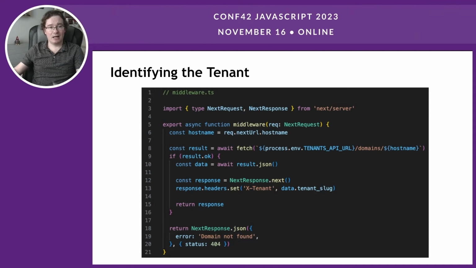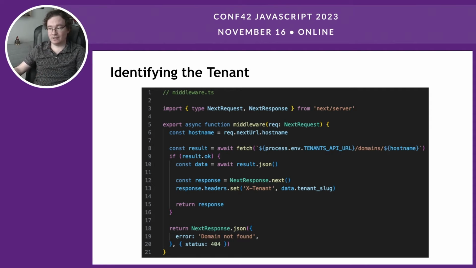And this is how our middleware implementation looks. You can see here that we extract the host of the request, we make that fetch request, and then if that resolves, that succeeds, we simply inject the tenant in the header there on line 13.